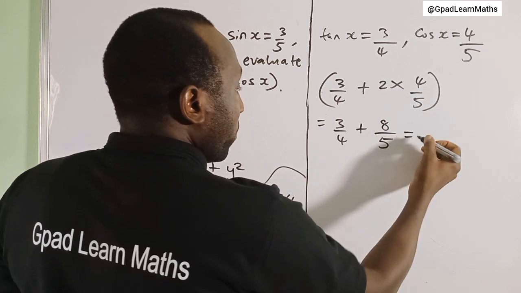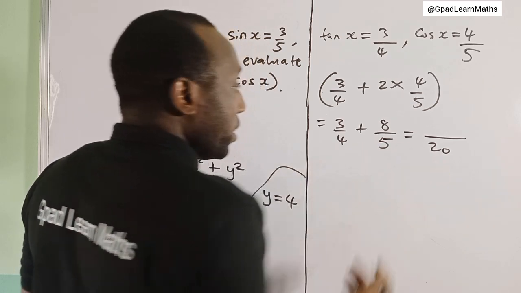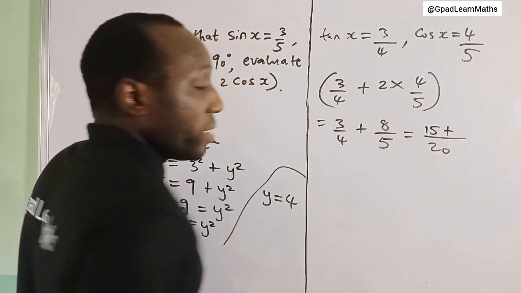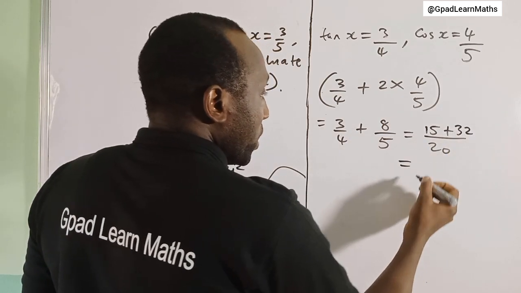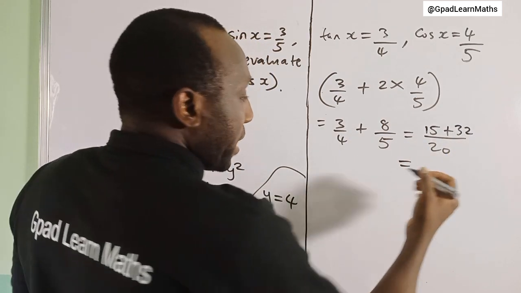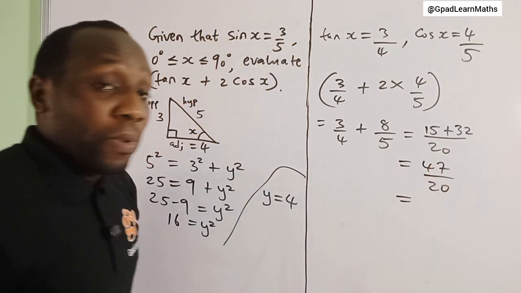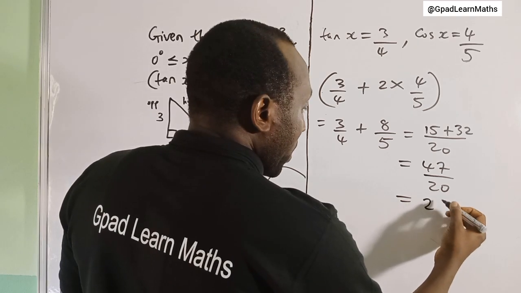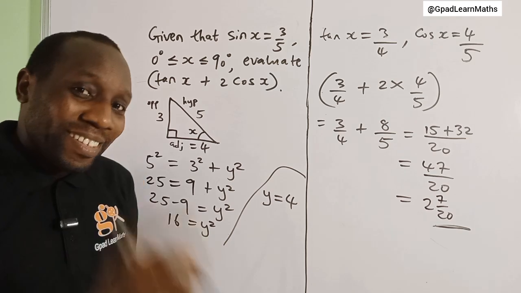Let's find the LCM of 4 and 5. That will be 20. 4 into 20 is 5. 5 times 3 is 15. 5 into 20 is 4. 4 times 8 is 32. So this is equal to what? 47 over 20. Finally, if you express this as a mixed fraction, 20 will go into 47 2 times with the remainder of 7, then over 20. This right here is your final answer.